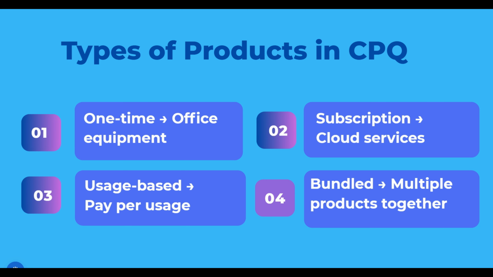The third type is a usage based product, where pricing depends on how much the customer uses the service. For example, some cloud platforms charge customers based on storage usage or data consumption. So the more you use, the more you pay. And the fourth type is a bundle product, where multiple products or services are sold together as one package. For example, a company may offer a business package that includes software, support, and training all combined into one deal. Understanding these product types is important because each one behaves differently in CPQ.